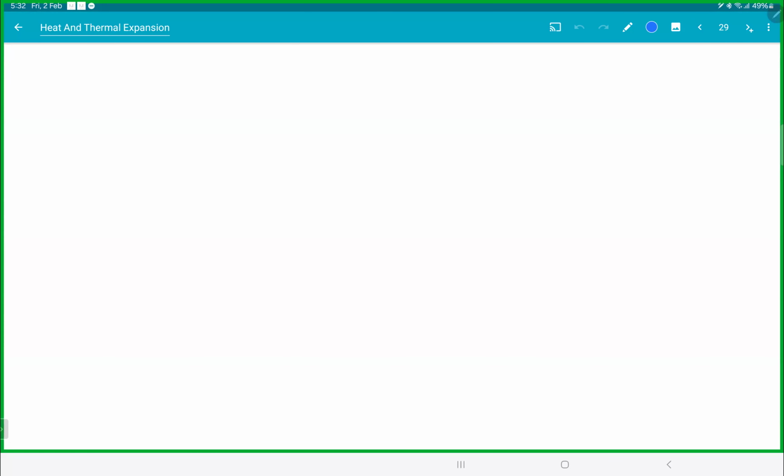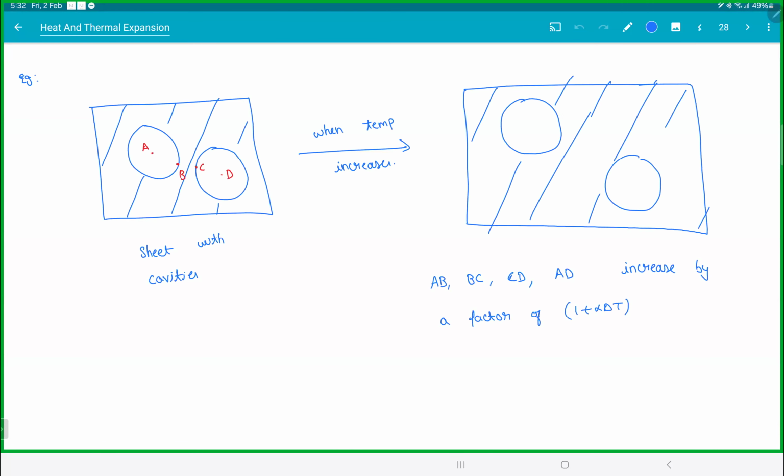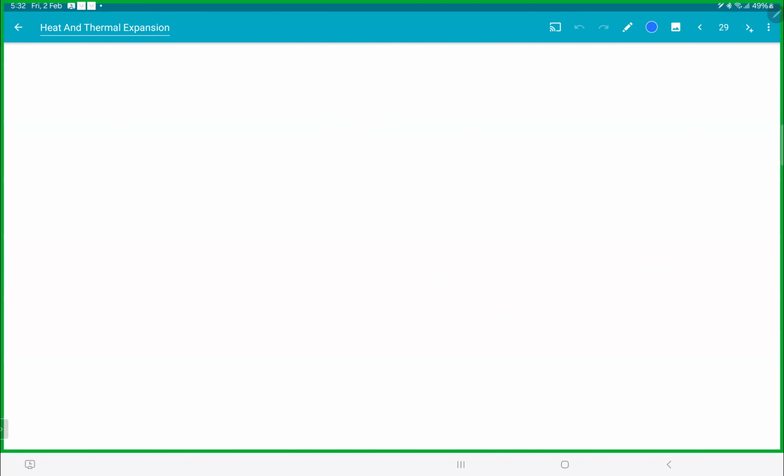Sure. So last thing we are doing is this cavity thing. The next thing, areal expansion. So we define something called beta, which is the coefficient of areal expansion.